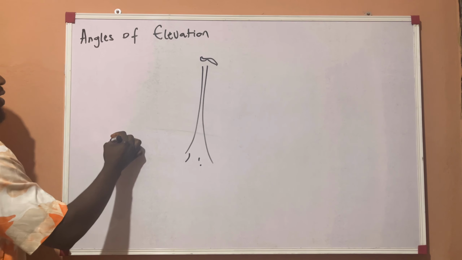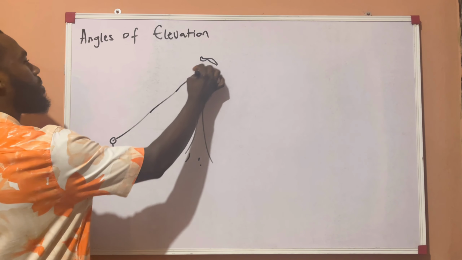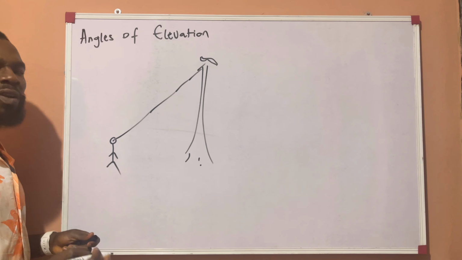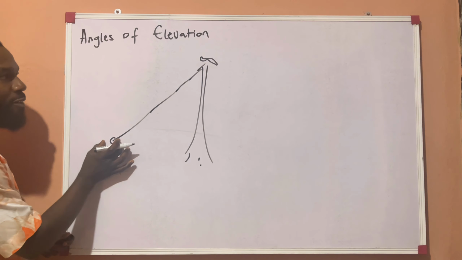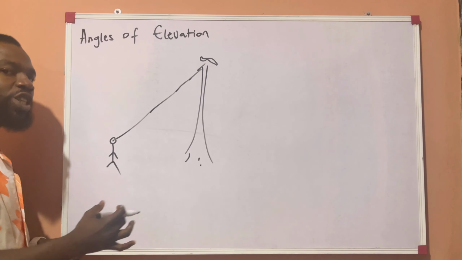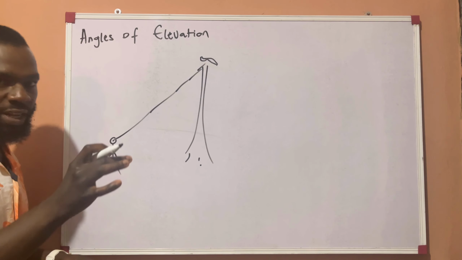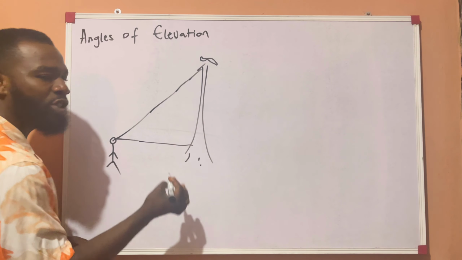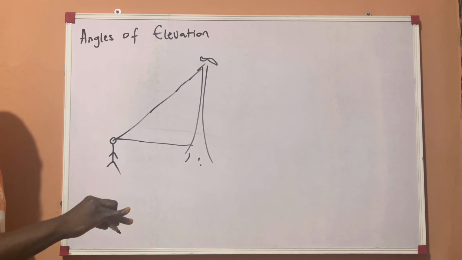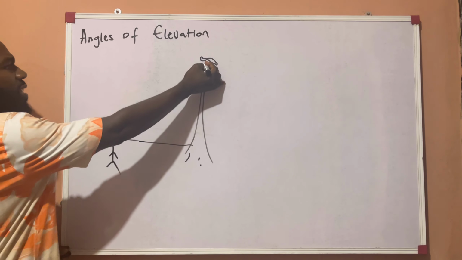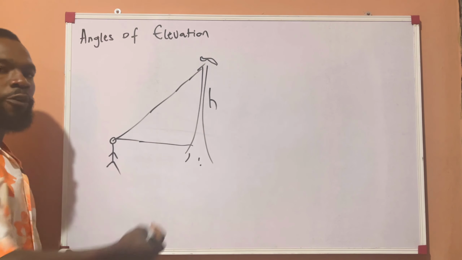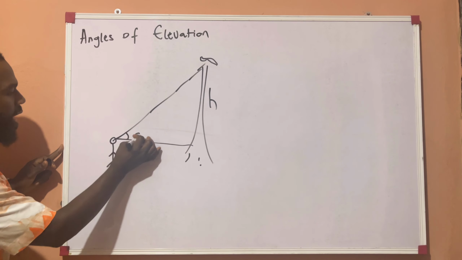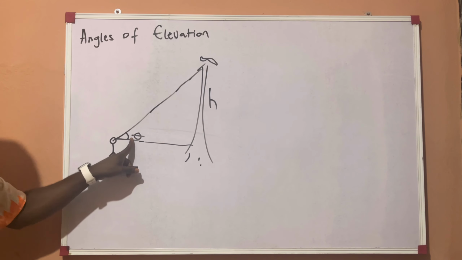When he does this, he forms a line. This line formed is called the distance between the observer and the object which the observer is observing. This line is the horizontal line of the observer, and this is the height of the tree. So you see, the angle formed here is called the angle of elevation.